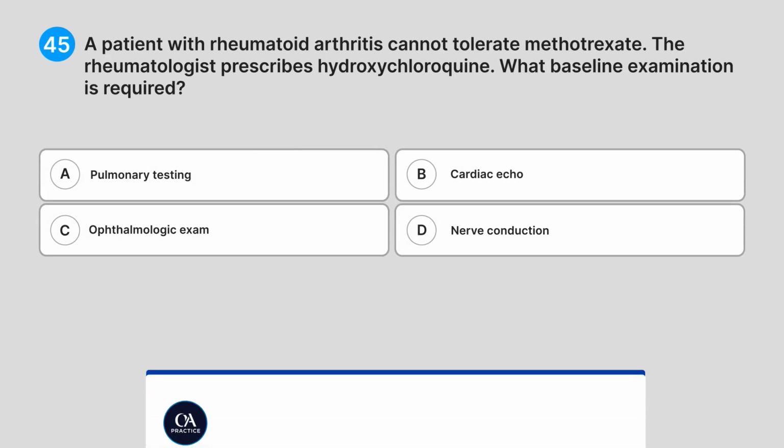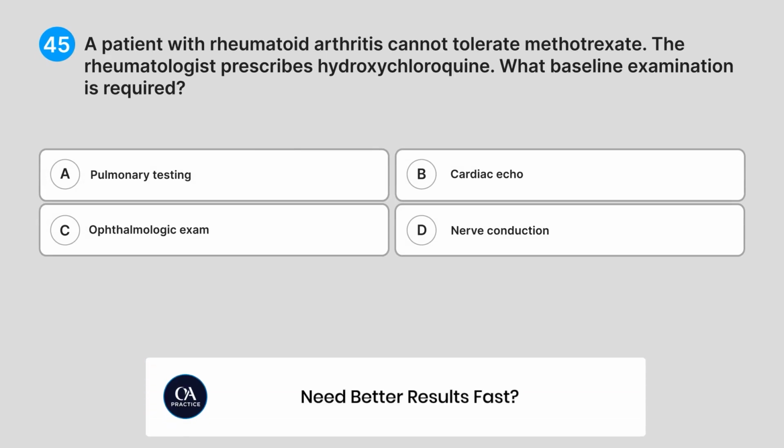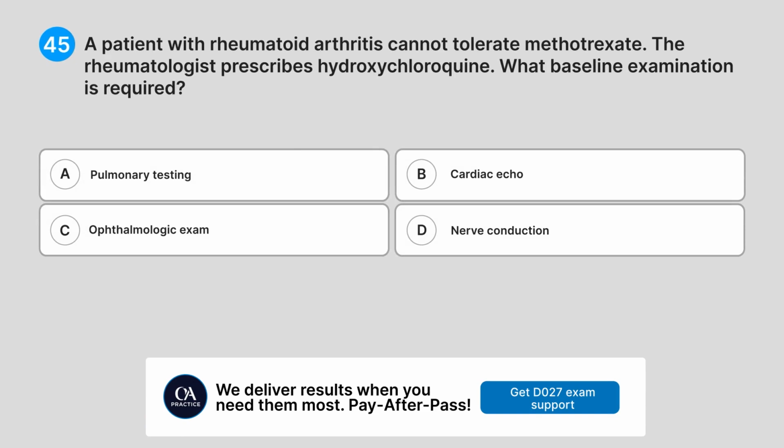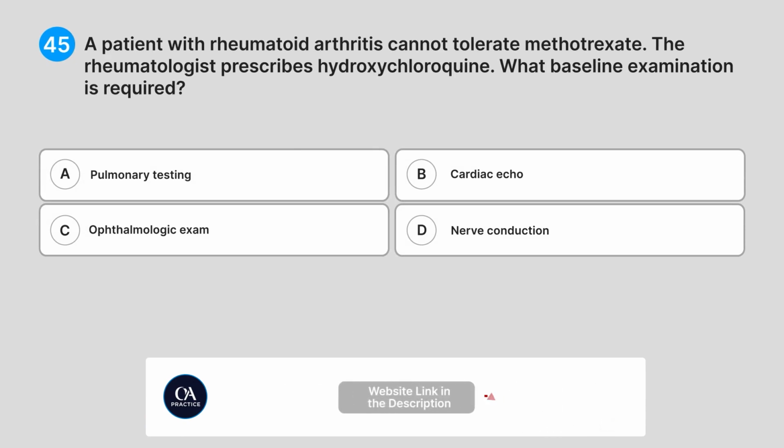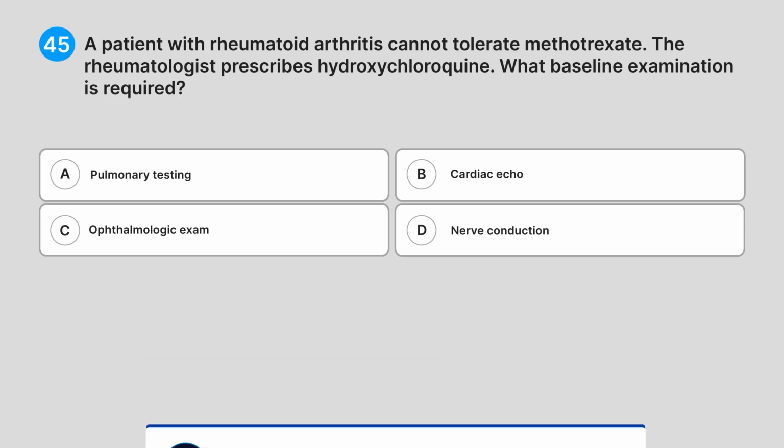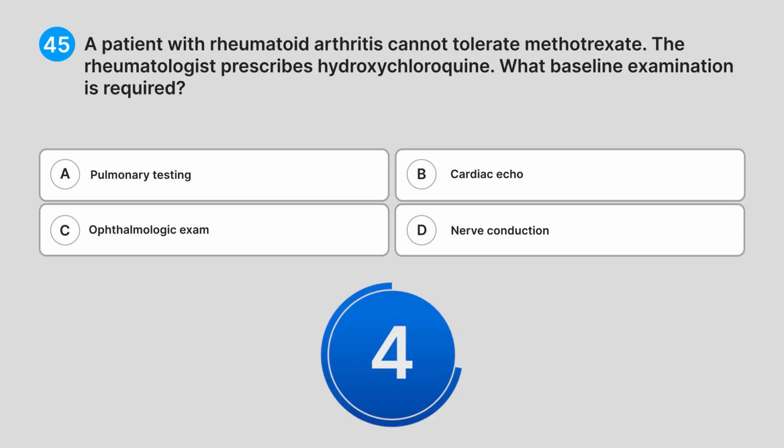45. A patient with rheumatoid arthritis cannot tolerate methotrexate. The rheumatologist prescribes hydroxychloroquine. What baseline examination is required? A. Pulmonary testing. B. Cardiac echo. C. Ophthalmologic exam. D. Nerve conduction. Can you guess the answer?